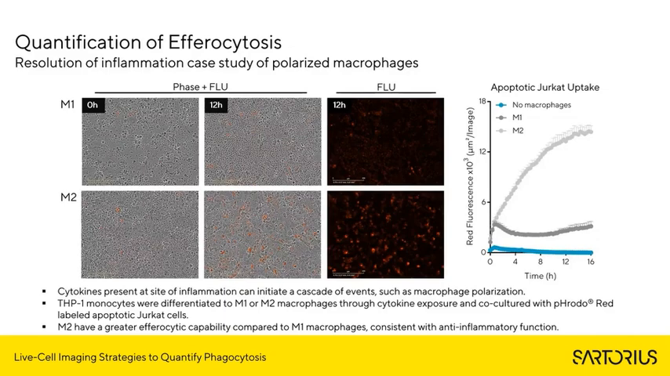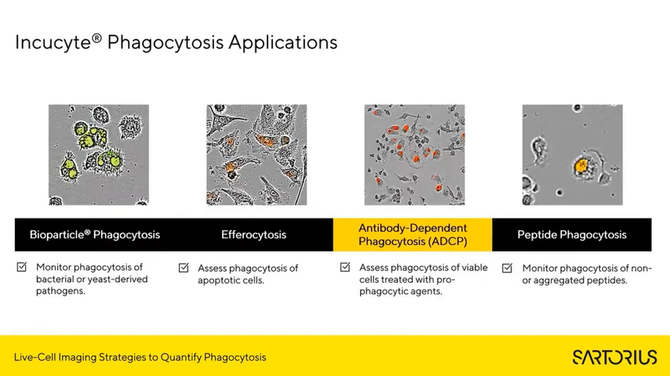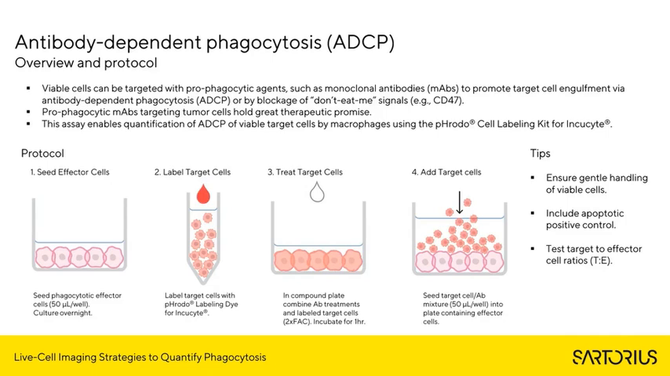Next, I will focus on the antibody-dependent phagocytosis, or ADCP, application. Mechanisms exist whereby viable cells can be targeted with pro-phagocytic agents that promote engulfment and clearance through engaging host phagocytes. These mechanisms often involve the addition of an antibody to drive clearance, for example, antibody-dependent cellular phagocytosis, or the blockade of don't eat me signals such as CD47, which are present on the surface of tumour cells and enable evasion of phagocytosis. Pro-phagocytic monoclonal antibodies that target tumour cells hold great therapeutic promise in oncology.